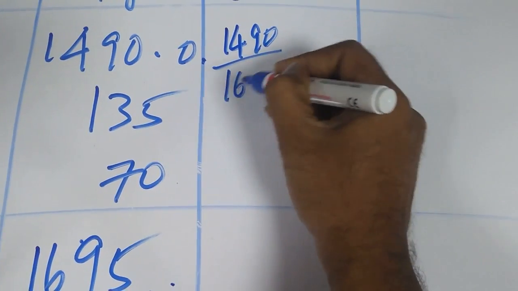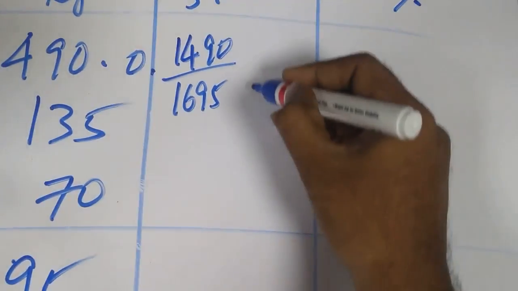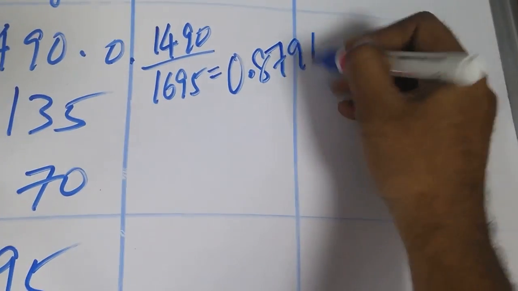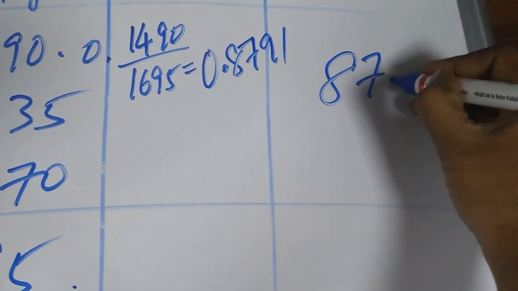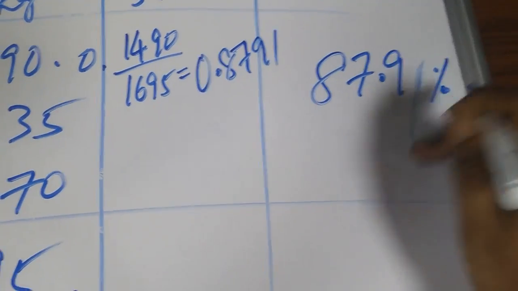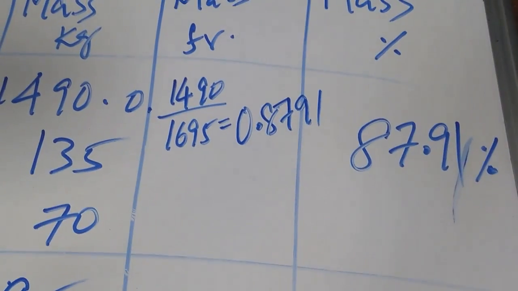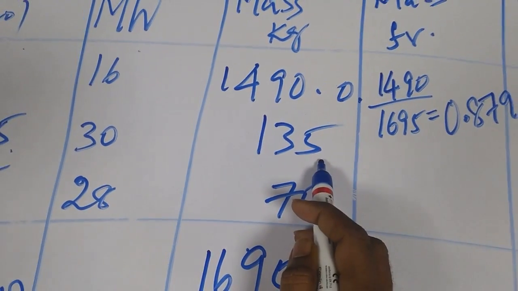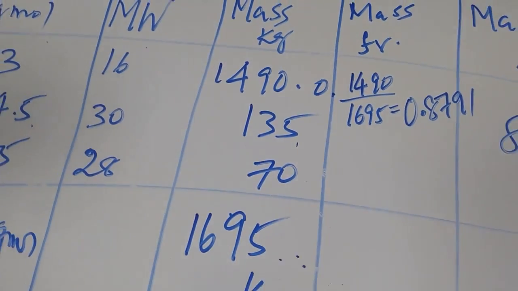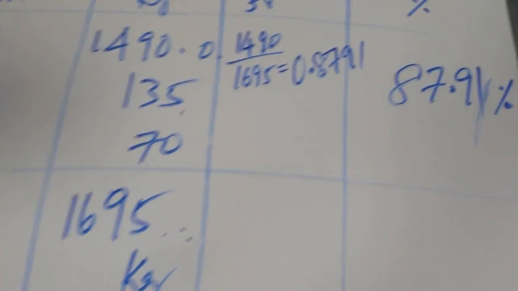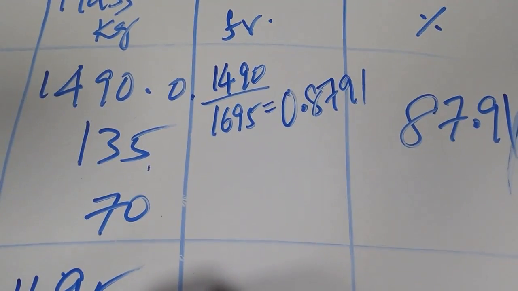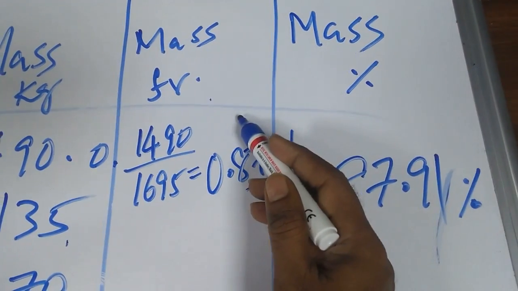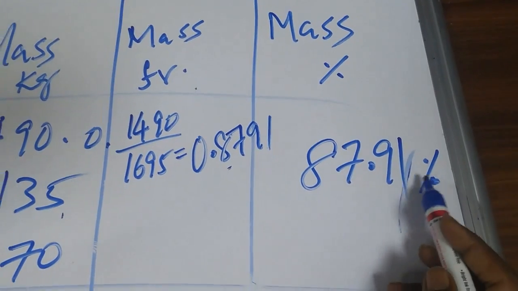1490 divided by 1695. How much? 0.8791. So multiply by 100, we get 87.91 percentage. Similarly, 4.5 multiplied by 135, sorry. So 1490 divided by 1695 is 0.8791. That is the mass fraction. If it is mass percentage, multiply by 100, we get 87.91.